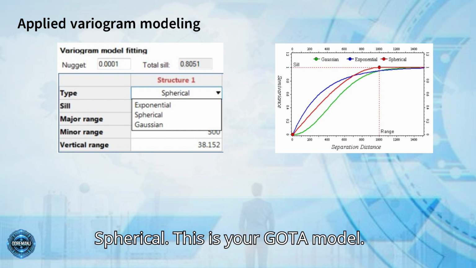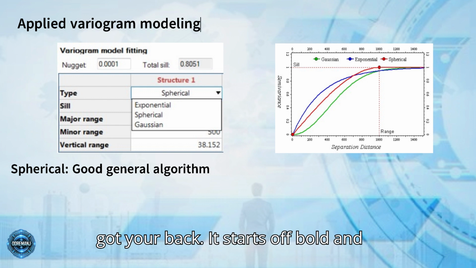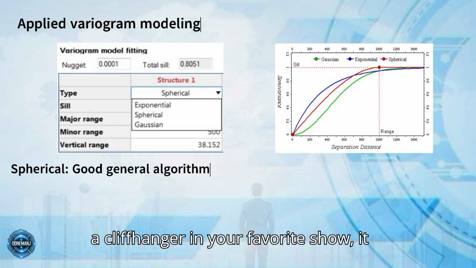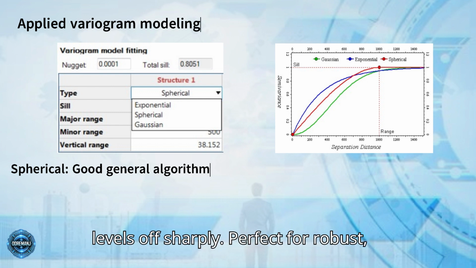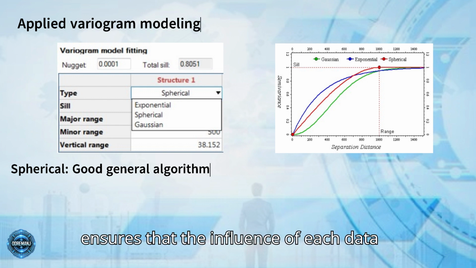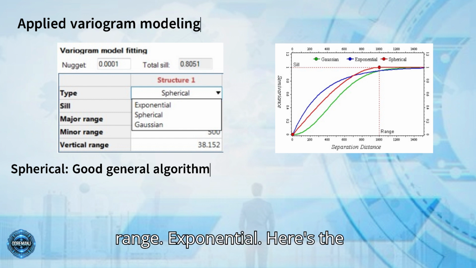Spherical. This is your go-to model. It's like the trusty sidekick who's always got your back. It starts off bold and strong at short distances, and then, like a cliffhanger in your favorite show, it levels off sharply. Perfect for robust, stable calculations. This model ensures that the influence of each data point doesn't stray beyond a certain range.